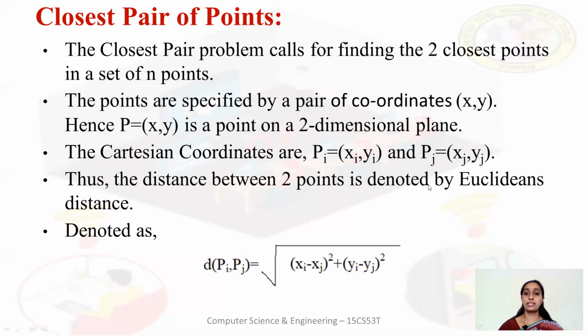Therefore, the distance between these 2 points is called Euclidean distance. So the distance between any 2 points is called Euclidean distance. That is denoted by the Euclidean distance formula, d of Pi comma Pj is equal to square root of (xi minus xj) whole square plus (yi minus yj) whole square.